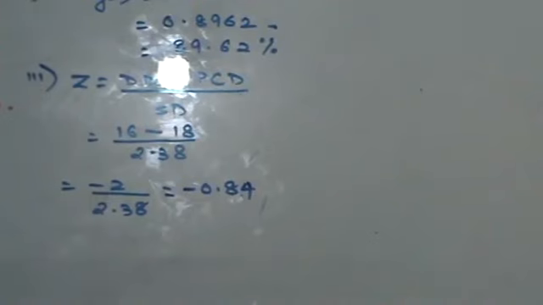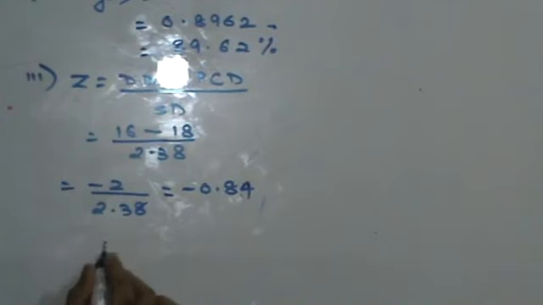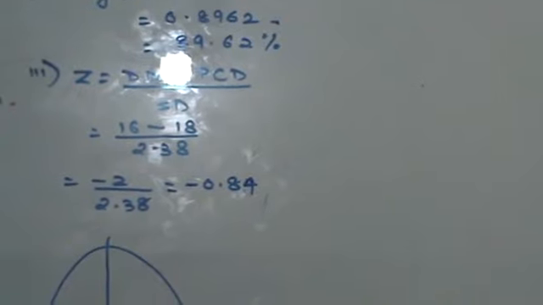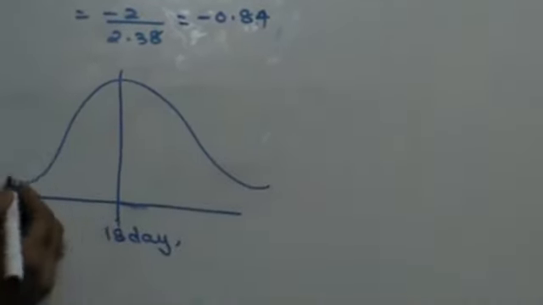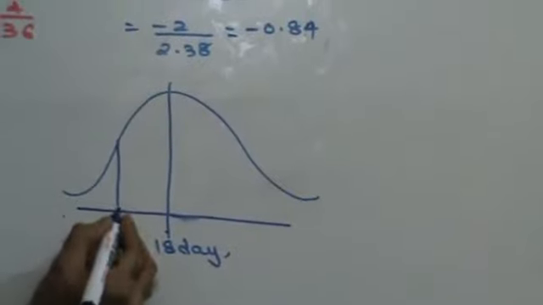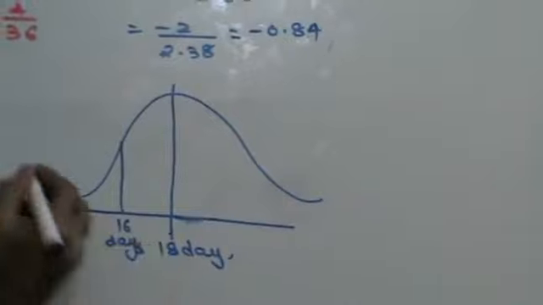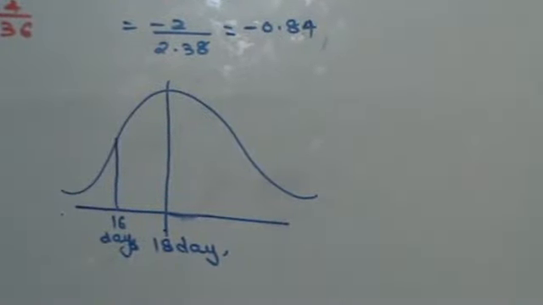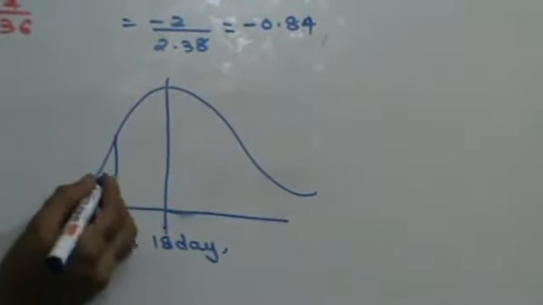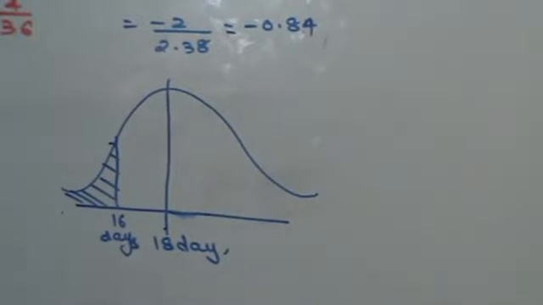Look at your probability table. Before that, let me just draw the bell curve. The central line is 18 days. This is my bell curve. 16 days is going to be before 18 days. If this is 18 days, starting from 0, 16 days would be somewhere here. I want the project to be completed in 16 days. I want the project to be completed in this shaded area.